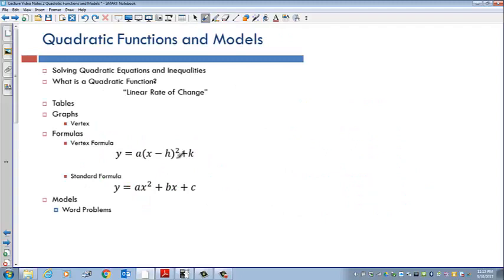Okay, and so I think we're done. All right, so we talked about all this stuff, quadratic functions, and what they are, the tables, graphs, formulas, and then we looked at some models.